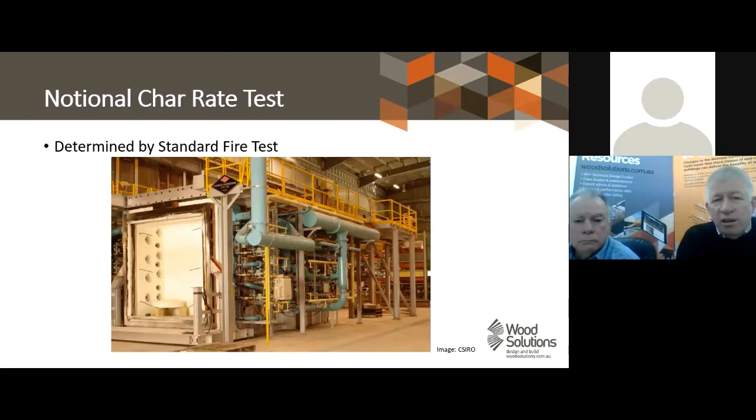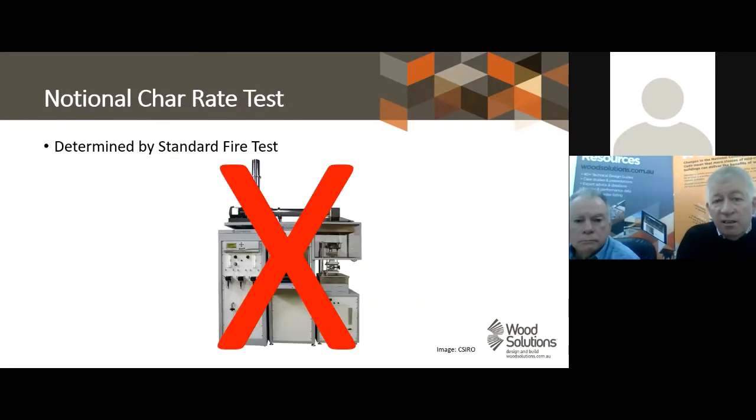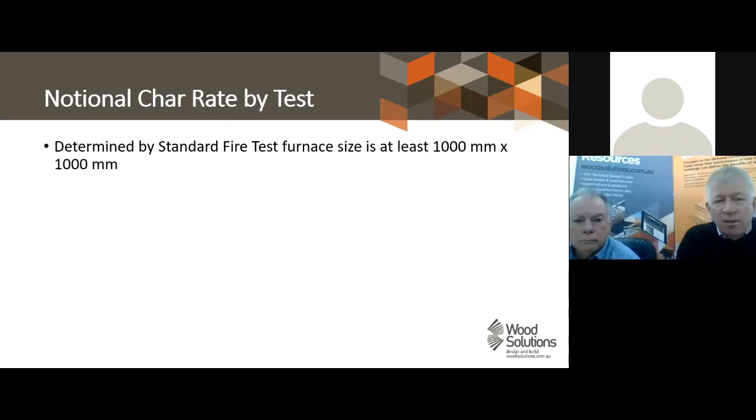So the notional char rate can be determined by tests, and it's a test procedure. I'm reminding you it can't be done by other types of systems such as a cone calorimeter. They have different oxygen levels and variations, so we need to be consistent. It can be done on a small scale test furnace, with a minimum size of 1,000 by 1,000. It needs to be at least 75 millimetres thick, because that's the minimum requirement in the standard as well.